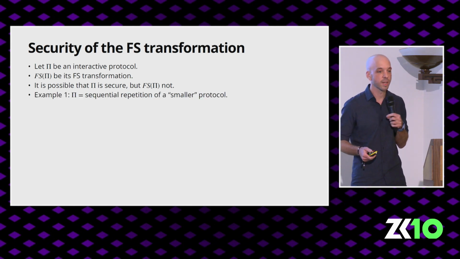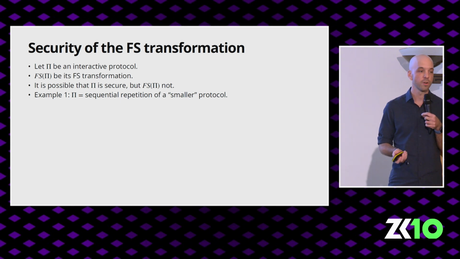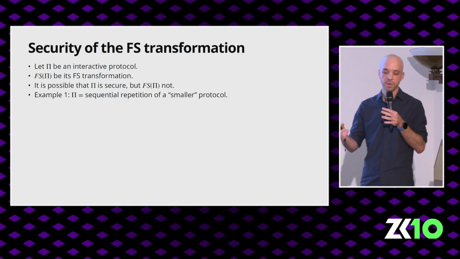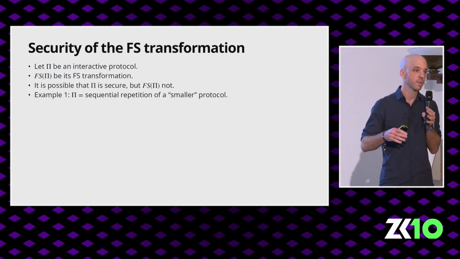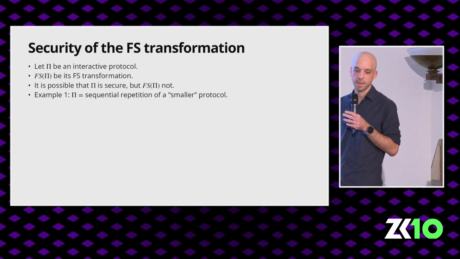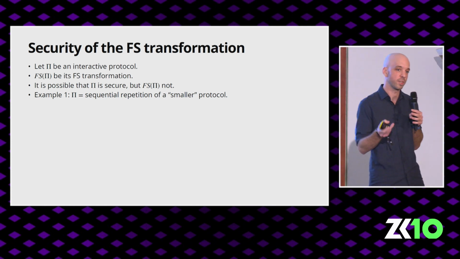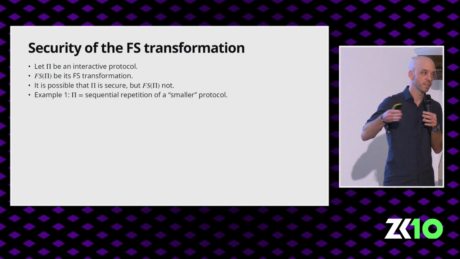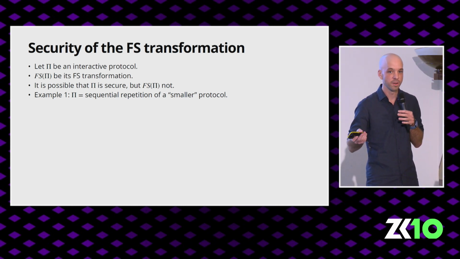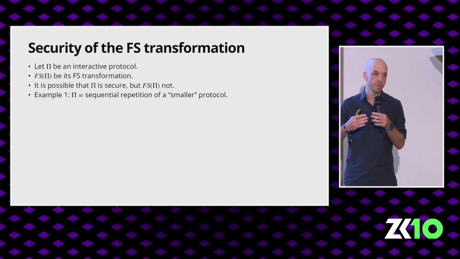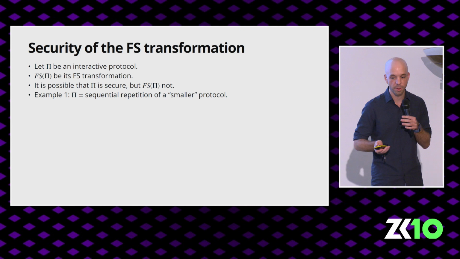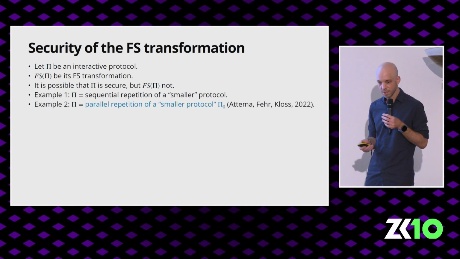There is a well-known example, which is the sequential repetition of a smaller protocol. You take a protocol with soundness error 1/2, repeat it t times, and the interactive version of this repetition has a soundness error of 1/2 to the t. However, if you do the Fiat-Shamir transform of this new protocol, it's a disaster. The security is basically 1/2, very roughly speaking. You almost gain nothing from sequential repetition.